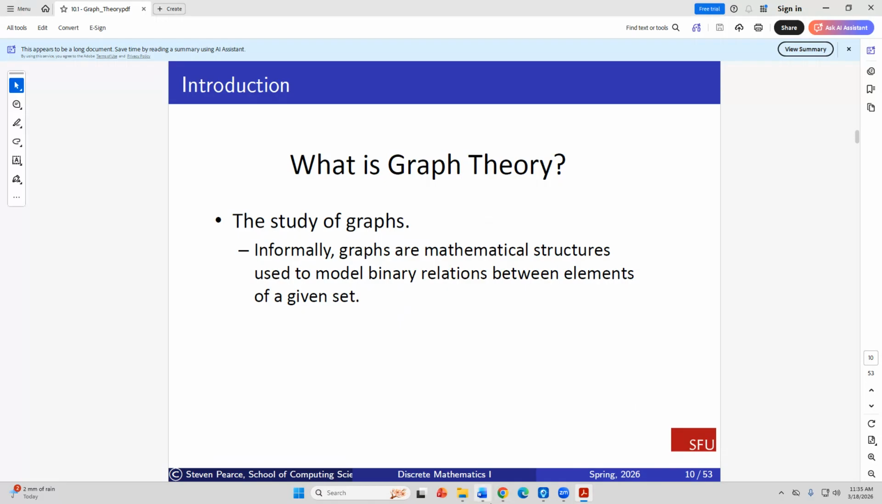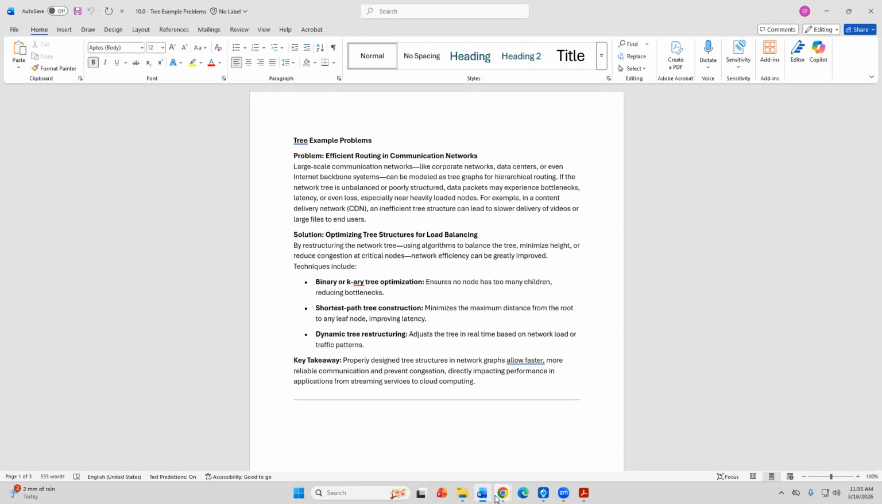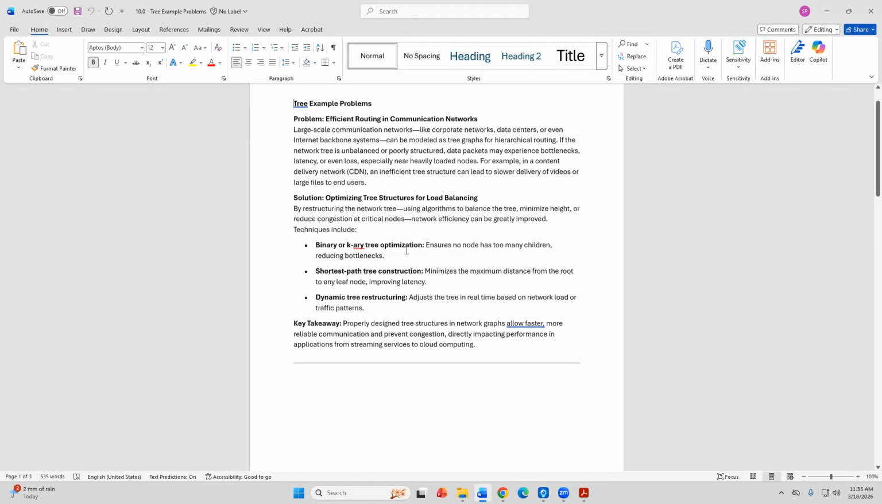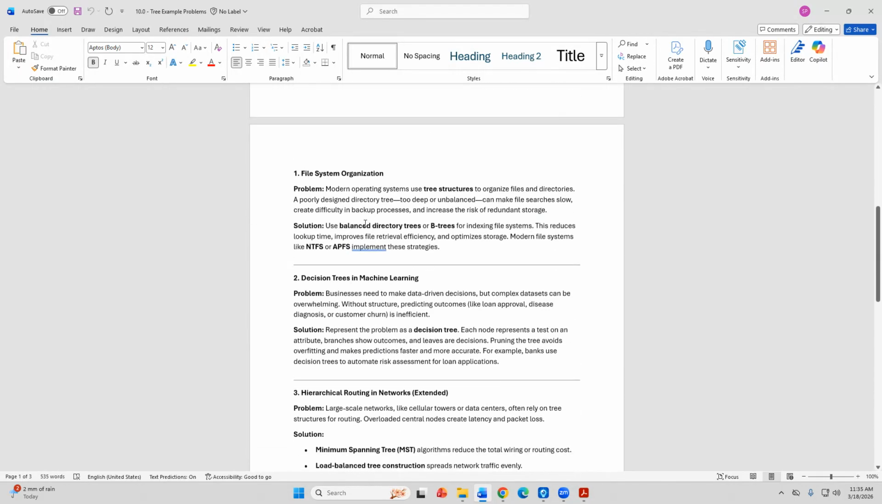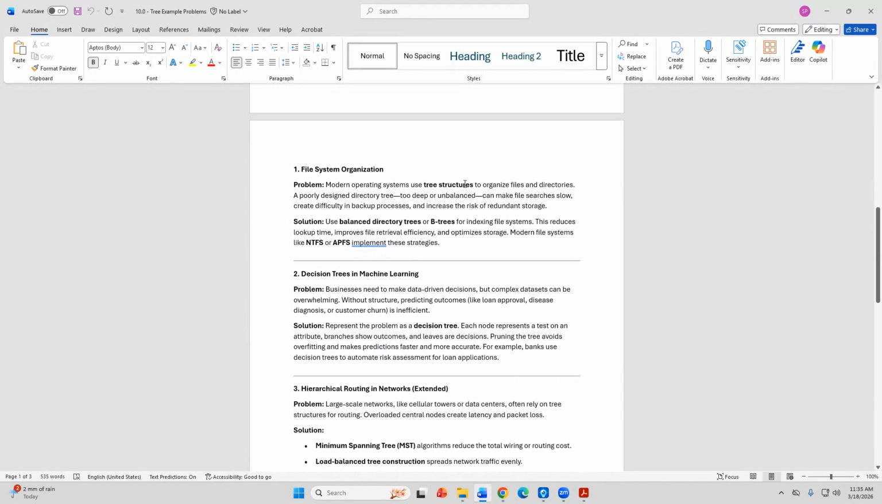So let me show you why this is important. Tree example problems. Okay, so why are trees so important? These are graphs that are trees. Efficient routing and communication networks. Solution: optimize tree structures for load balancing. Okay, we'll learn how to do that. Or how about a file system? File systems are all based on tree structures.